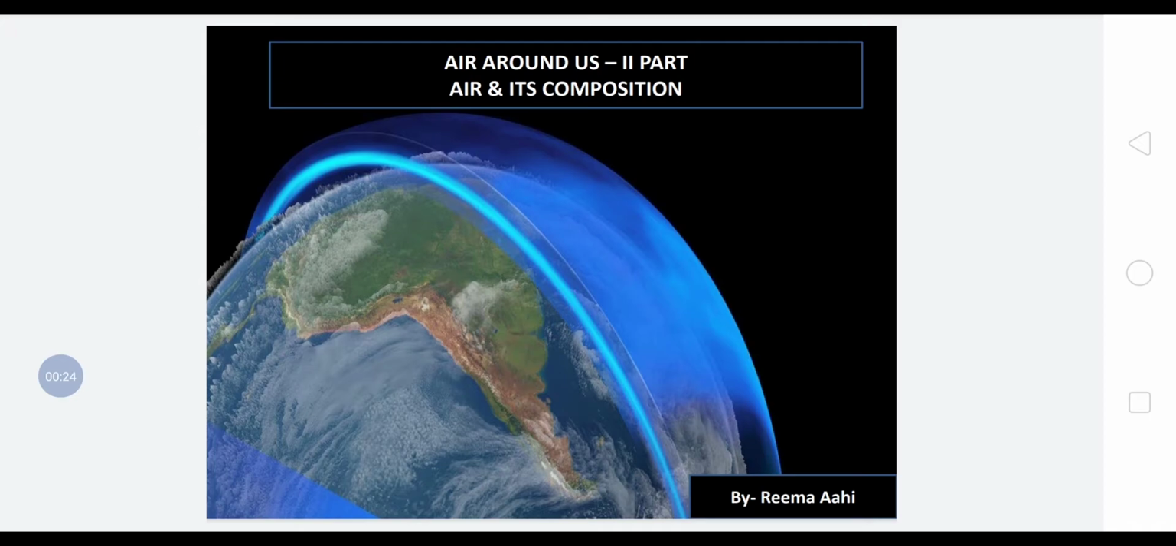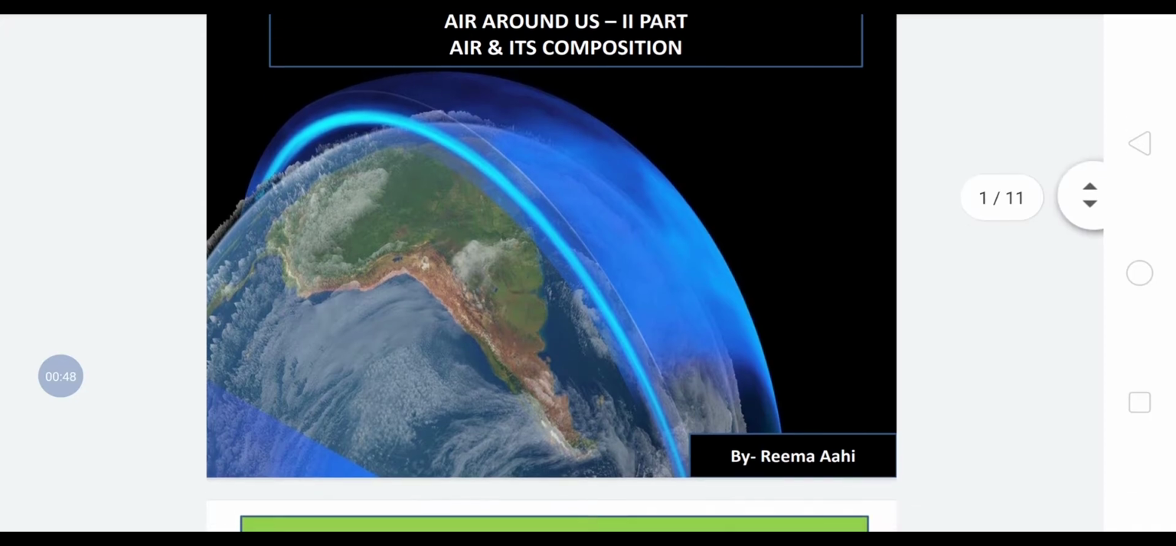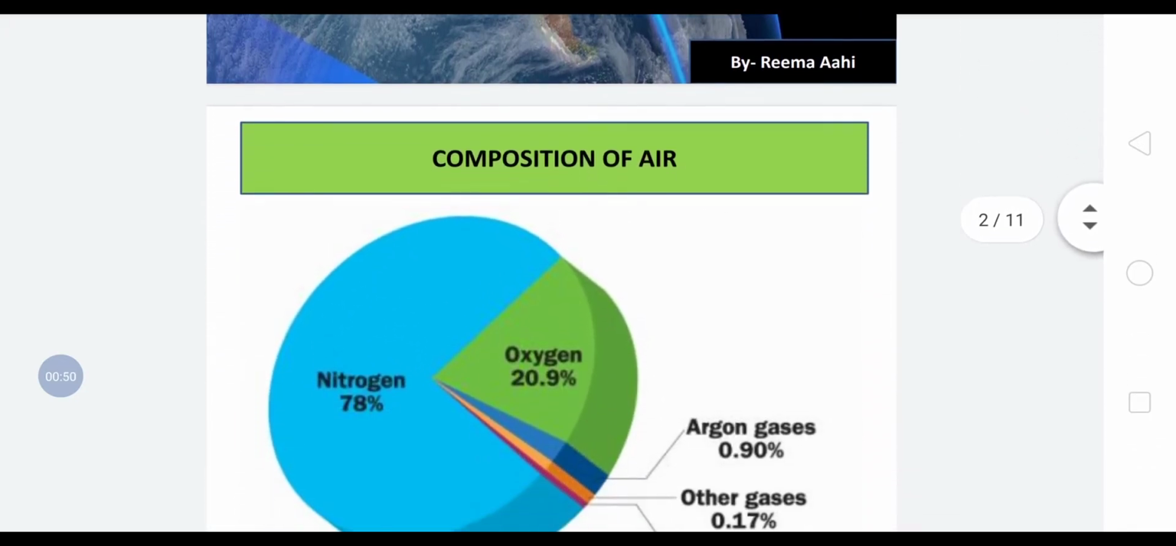We all know that the air which we inhale is not a single gas, but it is a mixture of gases. And it is found that up to an altitude of 90 km from the Earth's surface, the proportion of three major gases present in the atmosphere is uniform. Let us now study the composition of air.